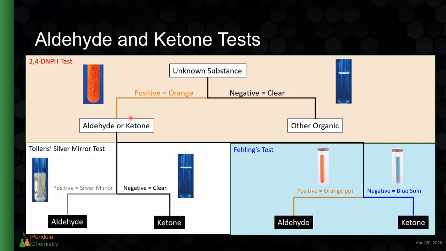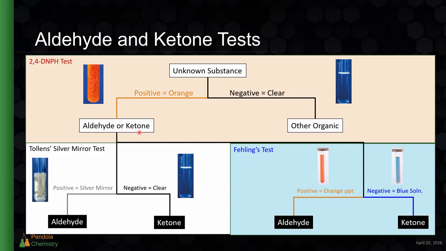So then we grab a separate sample, not the one we ran this test on, but a separate sample of the substance. And we can run either a Fehling's test or a Tollens test. Either or, you choose. If we run a Tollens test and we add that Tollens reagent, the silver nitrate with ammonia, and we get a clear solution, meaning there is no silver mirror, a negative test, then we know we have a ketone in that unknown substance, because we eliminated every other organic compound when it gave us a positive 2,4-DNPH test. If we get a positive, then we know we have an aldehyde. So if we get a silver mirror out of adding the Tollens reagent, we know we have an aldehyde.